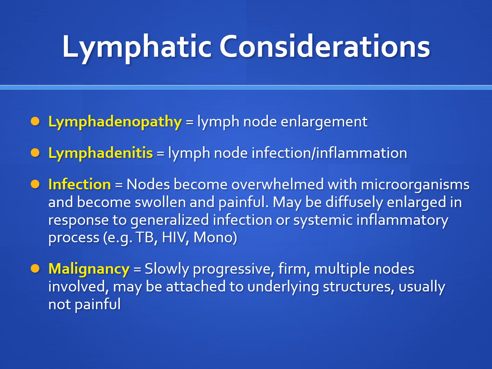And then again, how many times have I said this, but malignancy, where our nodes tend to be firm or hard, non-tender, fixed, and slowly enlarging. And it may also involve multiple nodes.